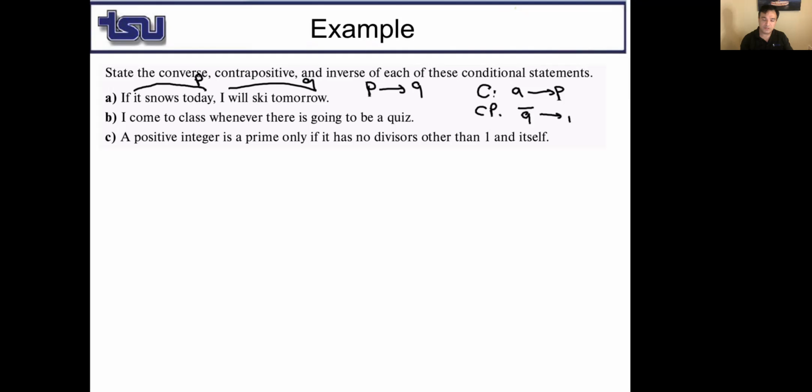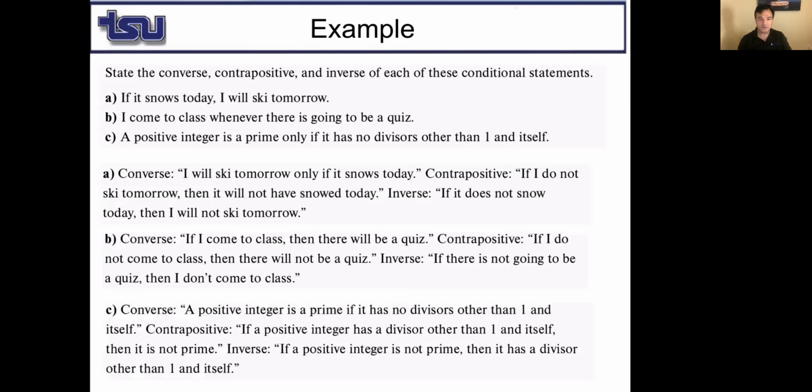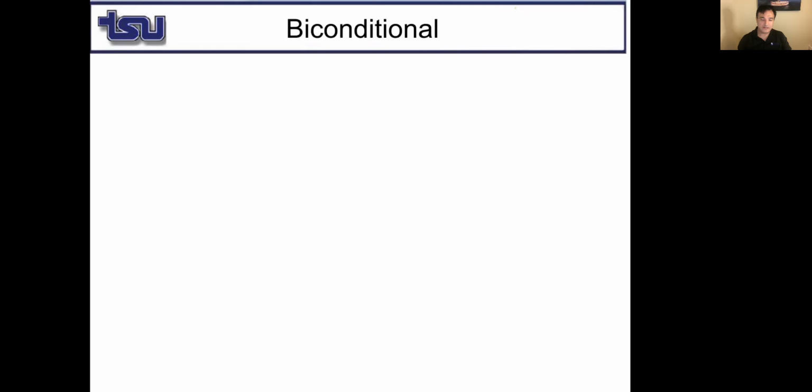Contrapositive is what? Q naught implies P naught. That means if I will not ski tomorrow, then it does not snow today. That's what it is. Inverse is what? Inverse is P naught implies Q naught. That means if it does not snow today, then I will not ski tomorrow. Okay, so I'm going to skip the next two, and I hope that you can do it by yourself as an example. And then the next connective is biconditional.